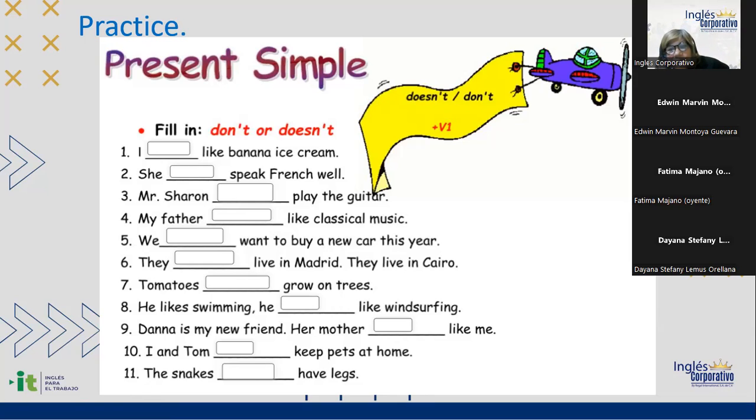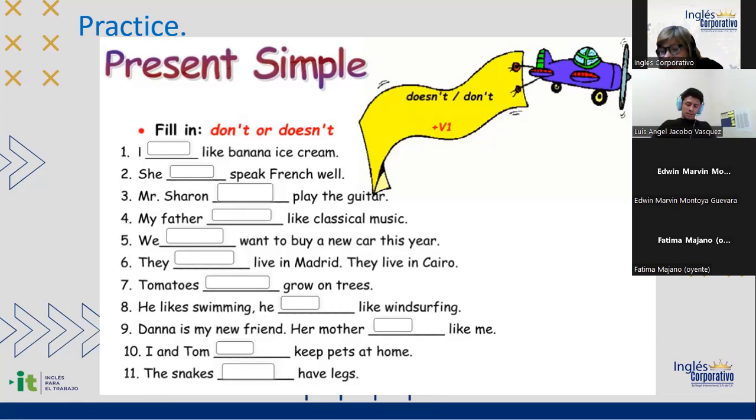Okay, number seven. It's Irving. Como Irving no me lo dice, tell me, Luis. Number seven. Tomatoes doesn't grow on trees. Are you sure this is doesn't, Luis? Yes. But it's tomatoes. Plural. Oh, sorry, don't. Say it again. Tomatoes don't grow on trees. Exact.